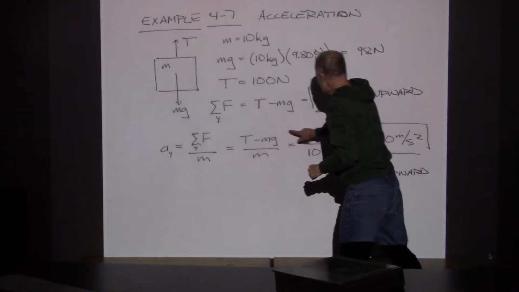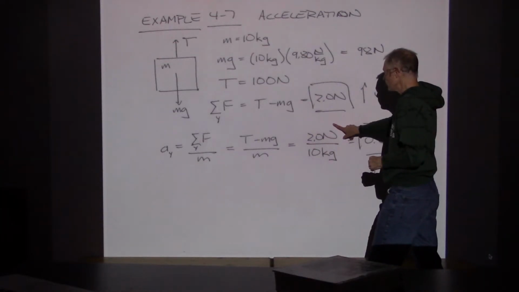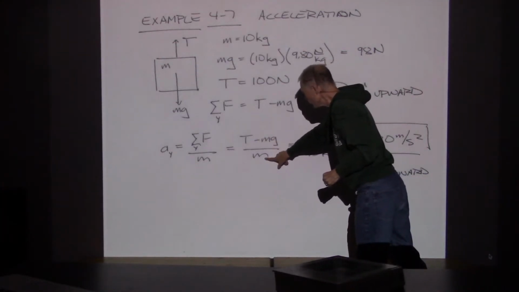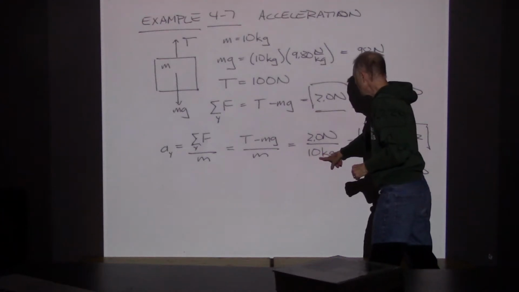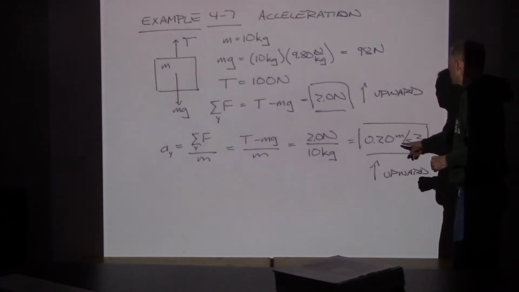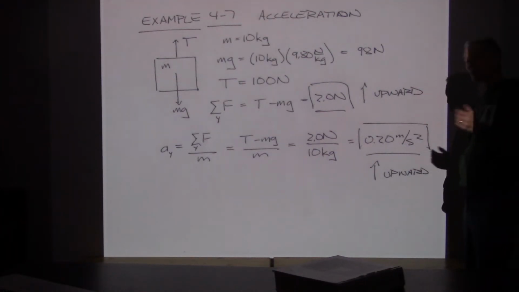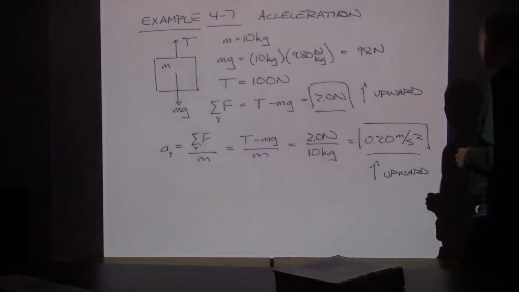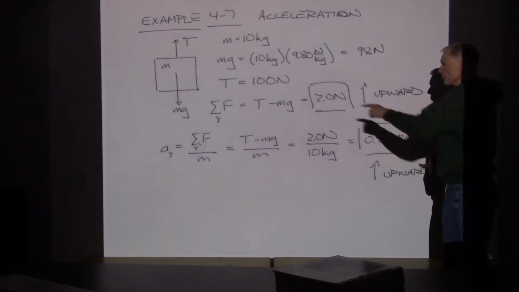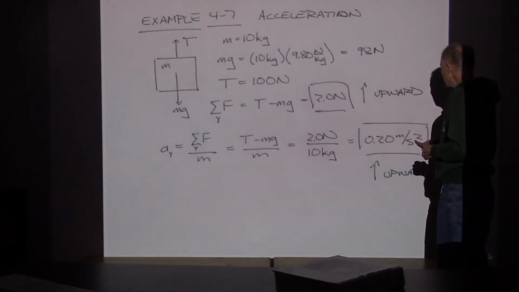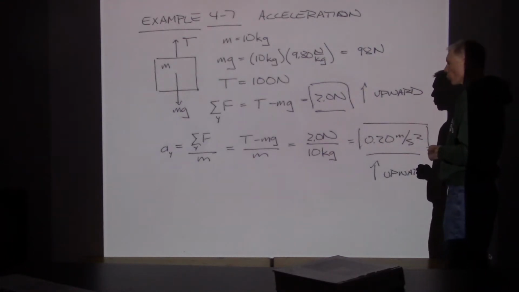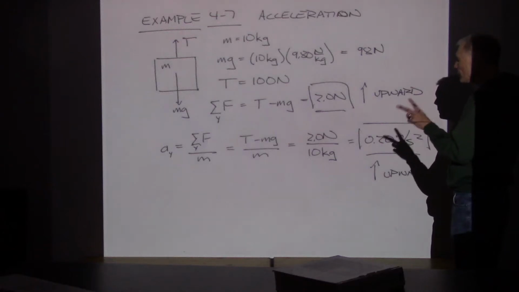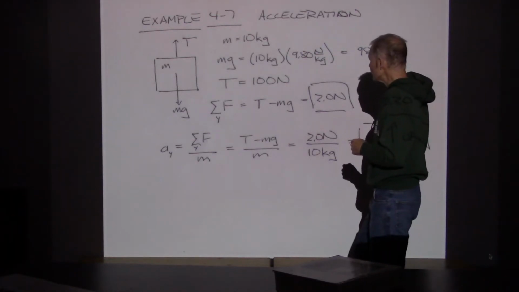T minus mg leaves us with 2 newtons of net force. Now the inertia is 10 kilograms. So 2 newtons acting on 10 kilograms of mass will give us an acceleration of 0.20 meters per second squared. So we're going to end up with an upwards acceleration of 0.20 meters per second squared. And this example shows the 2 properties of mass.